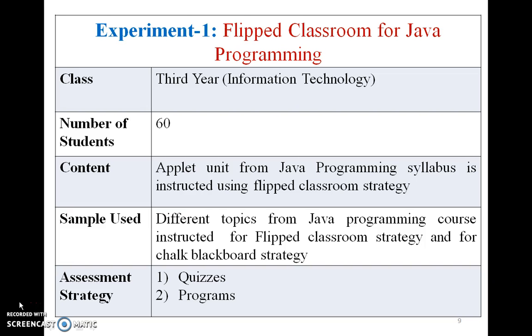This strategy is implemented for the third year class of information technology. The class strength is 60, and different topics from the Java programming course are instructed using the flipped classroom strategy and the chalk and blackboard strategy. One unit is instructed completely using the flipped classroom strategy. For both methods, the assessment strategies used are quizzes and program completion by students.